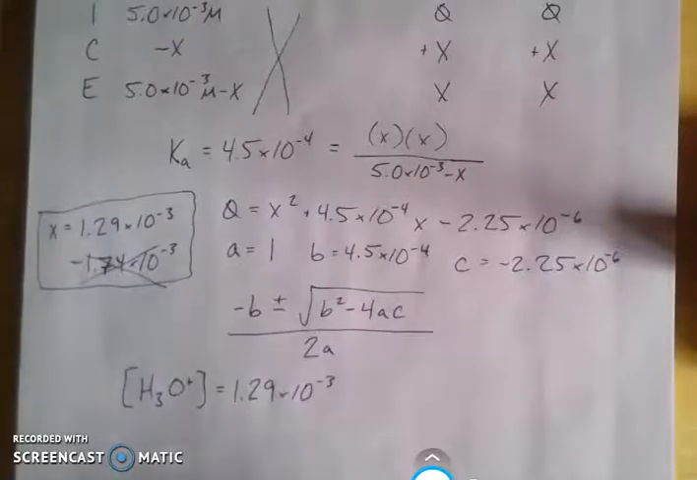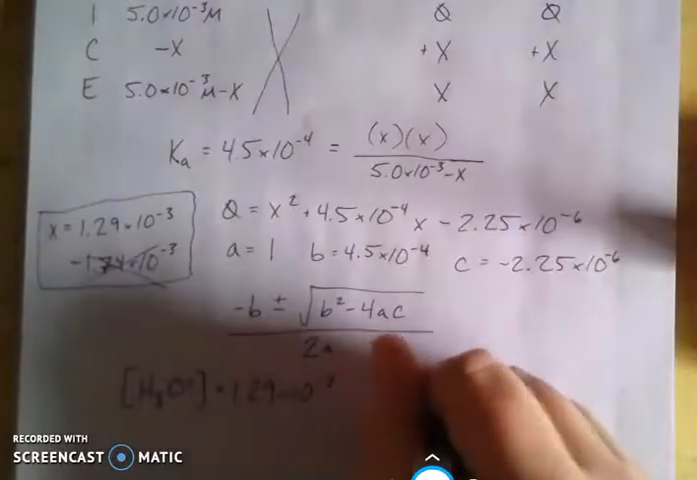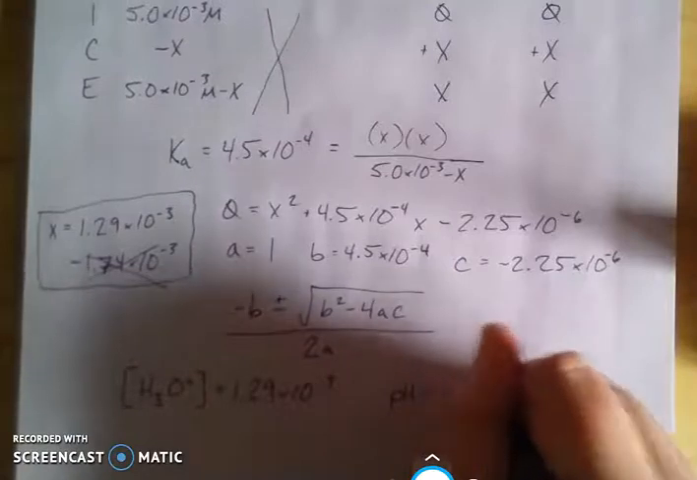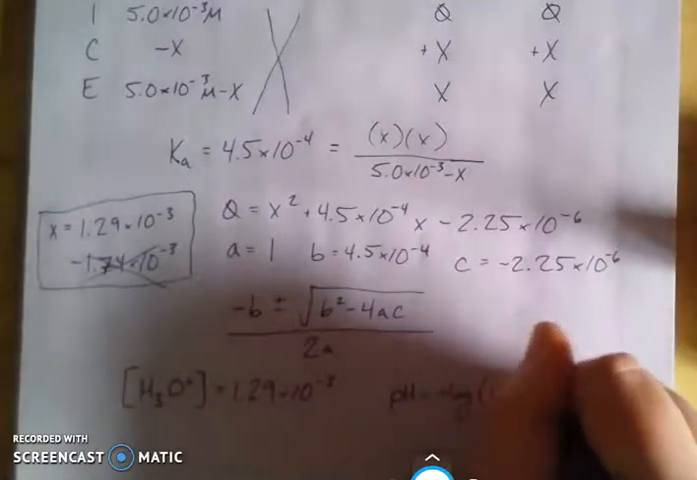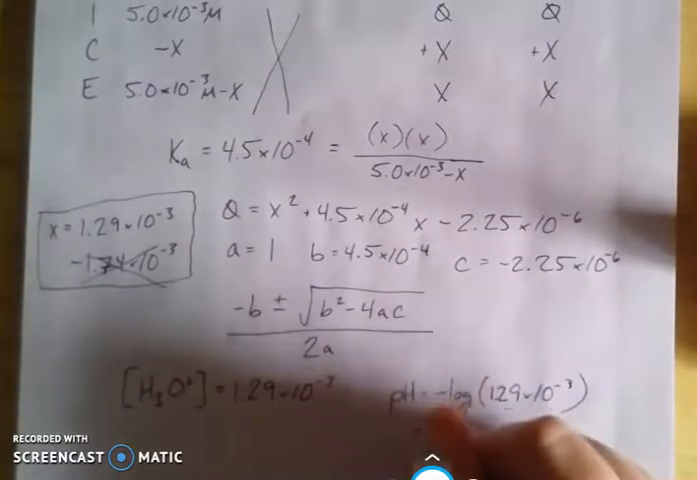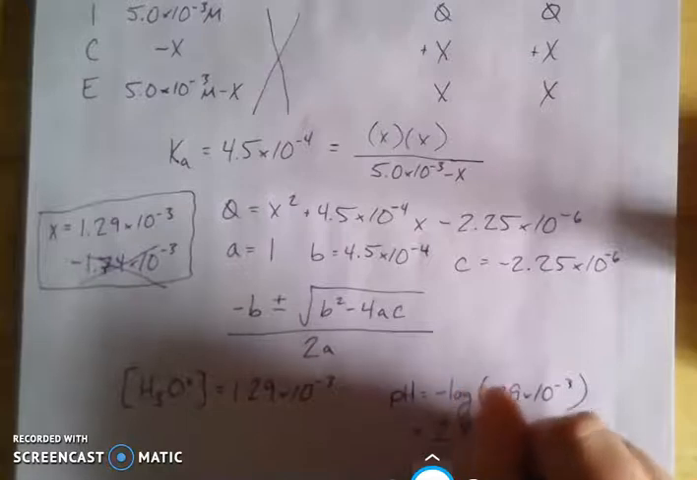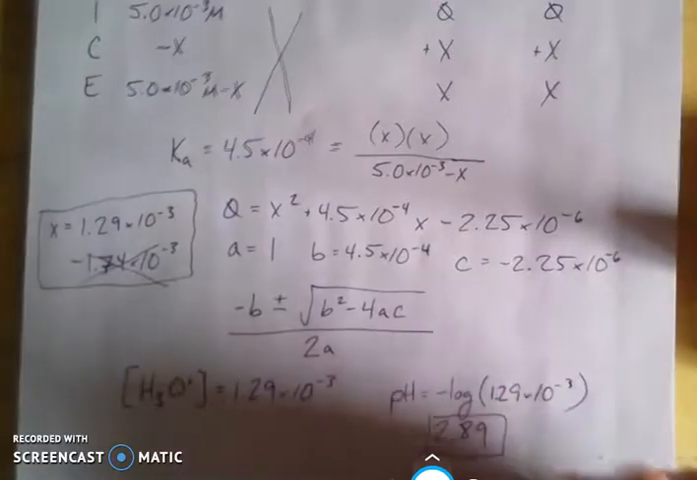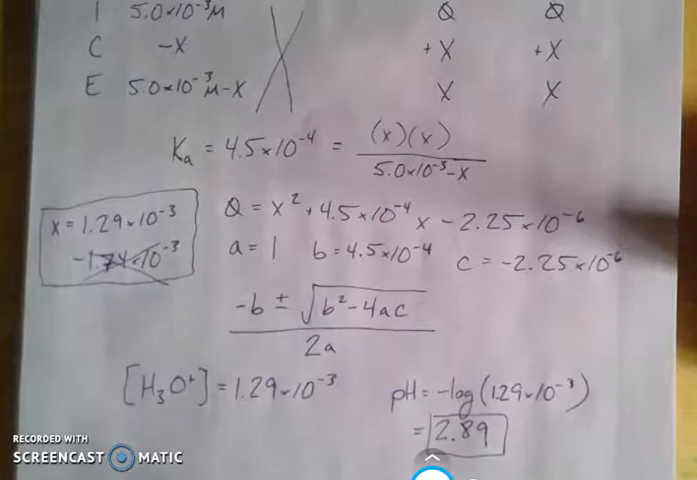Now the original question asks for the pH of the solution at equilibrium. So the pH, recall, is the negative log of this value, 1.29 times 10 to the negative third. And when I plug that into my calculator, I end up with 2.89 as a pH. So again, we want to say, well, does this make sense? Does my answer make sense in a physical way? Well, it's on the acidic side of the pH scale, so that makes sense. It's on a lower number. This is an acid, so that fits.